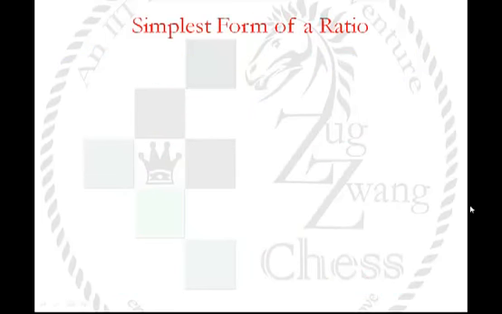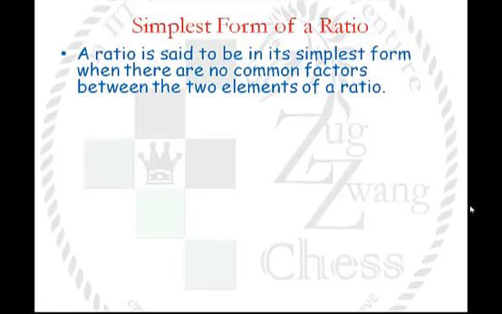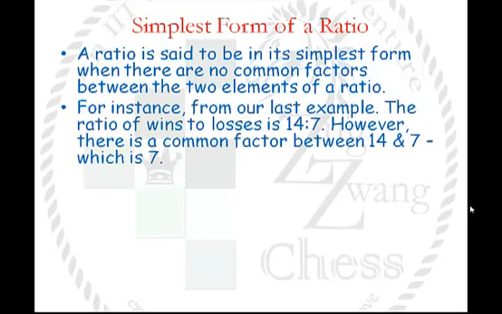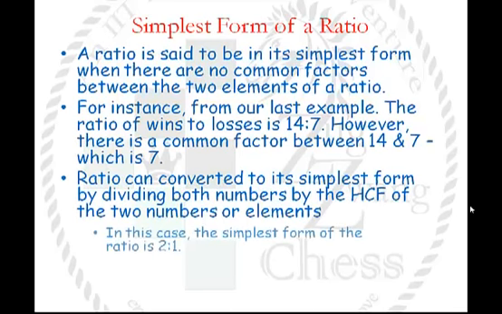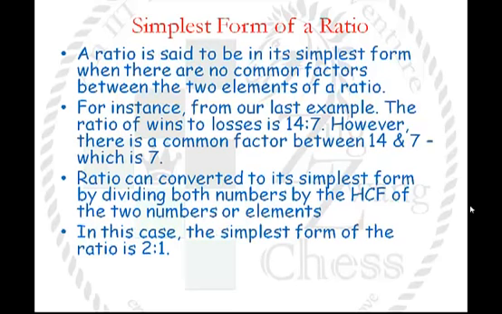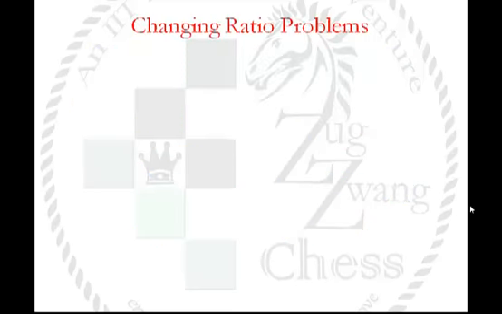So how do we find and bring a ratio to its simplest form? A ratio is said to be in its simplest form when there are no common factors between the two elements, or between the numerator and denominator when the ratio is expressed in a fractional form. For instance, in our last example, the ratio of wins to losses is 14 is to 7. However, there's a common factor between 14 and 7, which is 7, right? So if you divide both the numbers by that factor, what you get is 2 is to 1, right? So the simplest form in this case is 2 is to 1 or 2 by 1 when put in the fractional form.